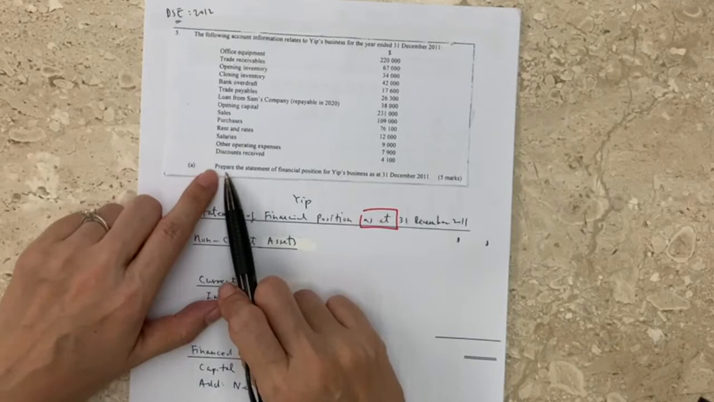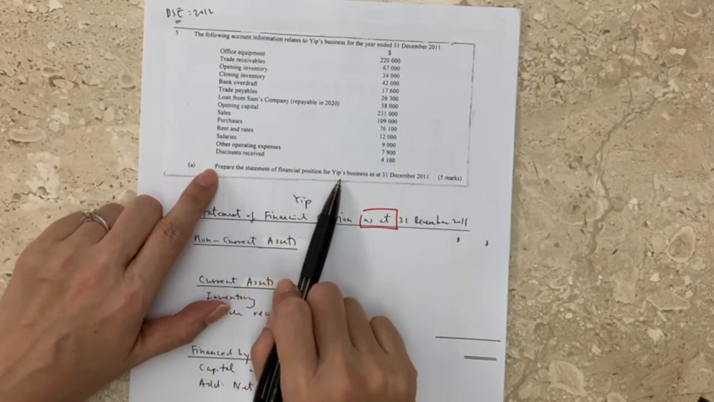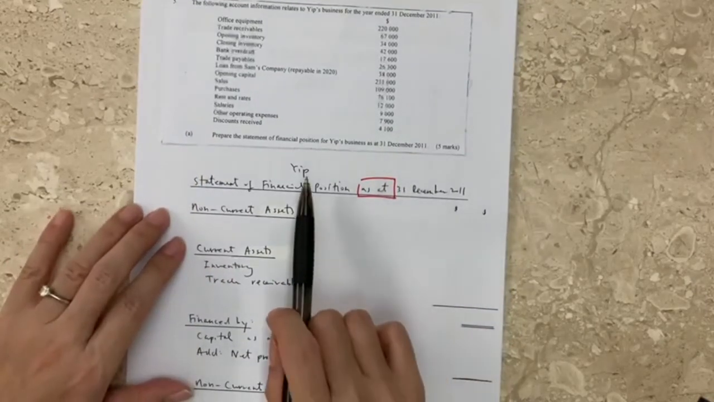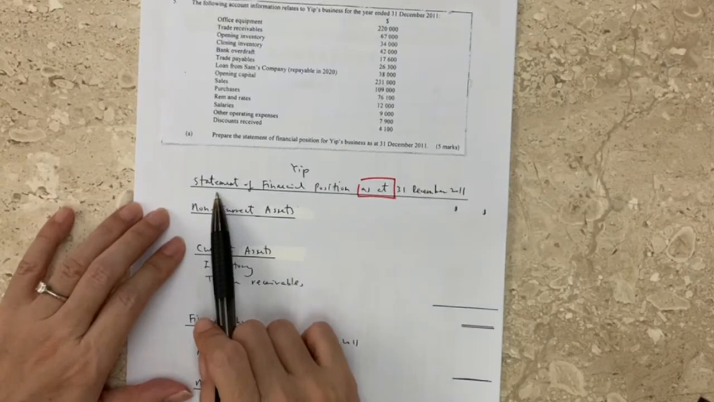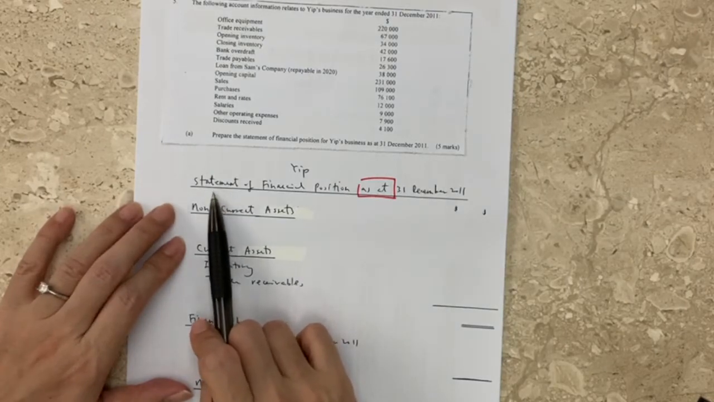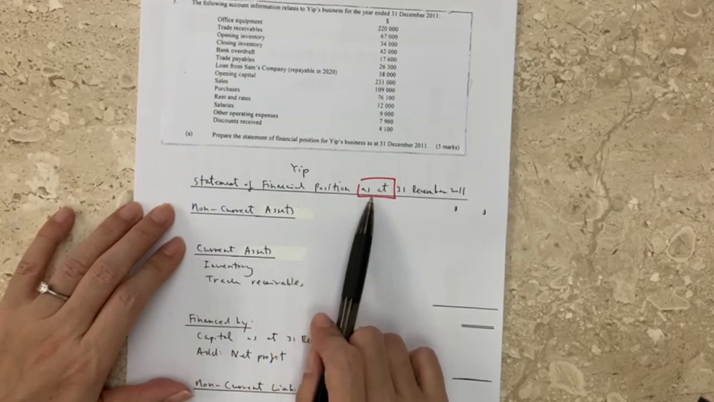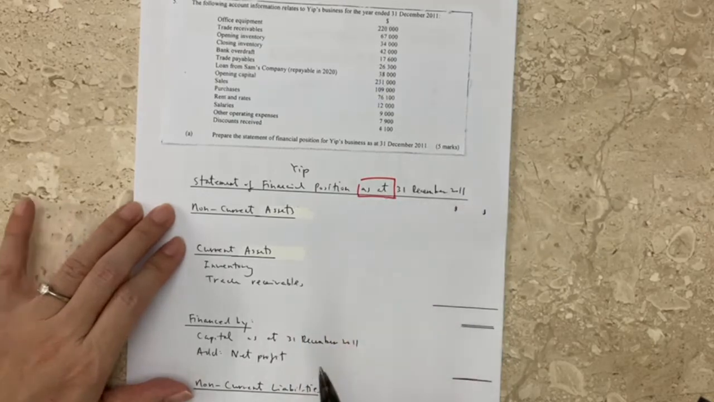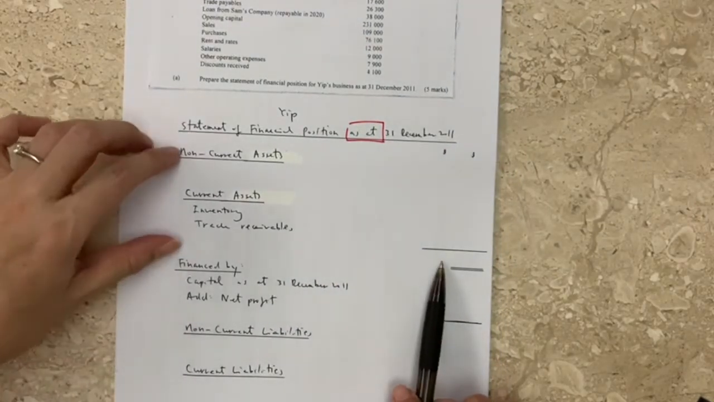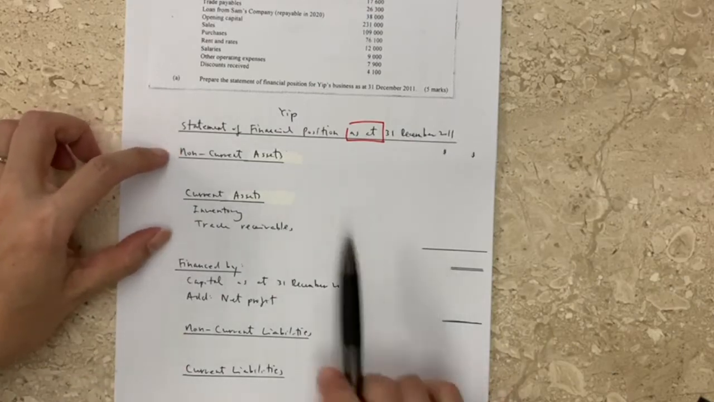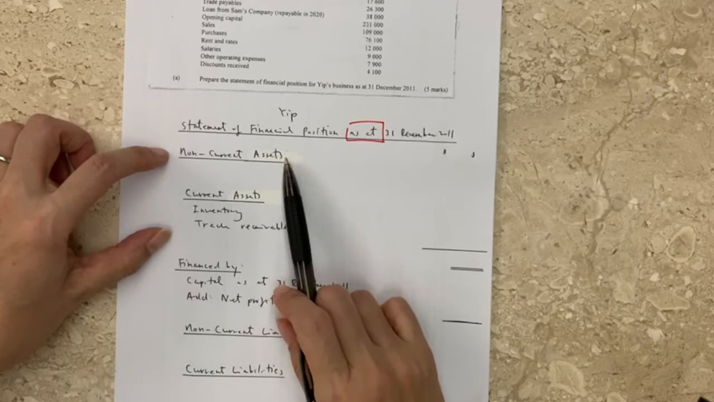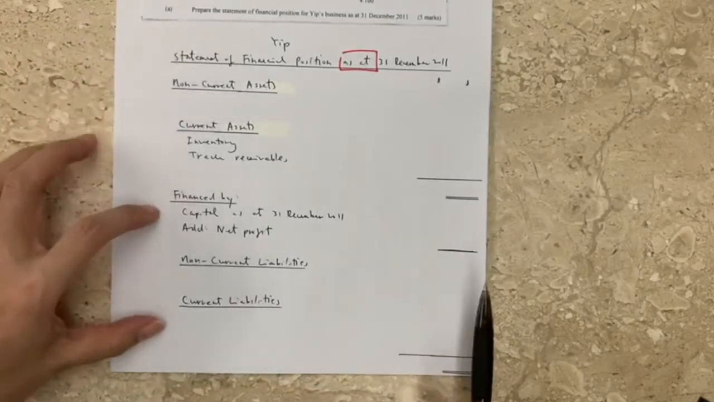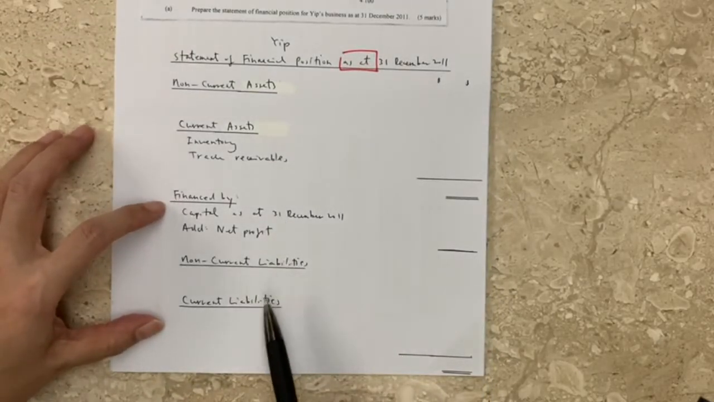Okay, here is to prepare the statement of financial position for Yip's business as at 31st December 2011. So we always start with the name of the owner, and then a nice heading, a statement of financial position, and always remember how we show the date, which is as at 31st December 2011. We always have the first half to show total assets, consisting of non-current assets, those are durable ones, not for resale but for use in the business, and then the current assets. And the second half we have capital plus all the liabilities.